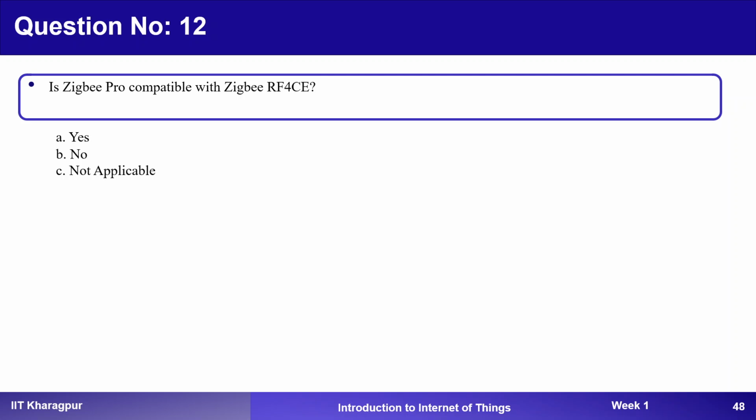Next one is: is Zigbee Pro compatible with your Zigbee RF4CE? Yes, no, third one is not applicable. Anyone?